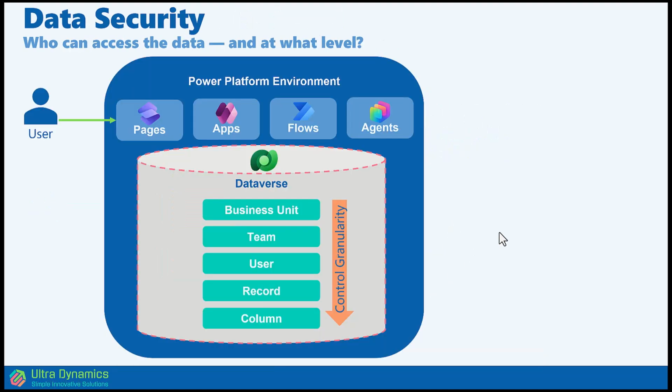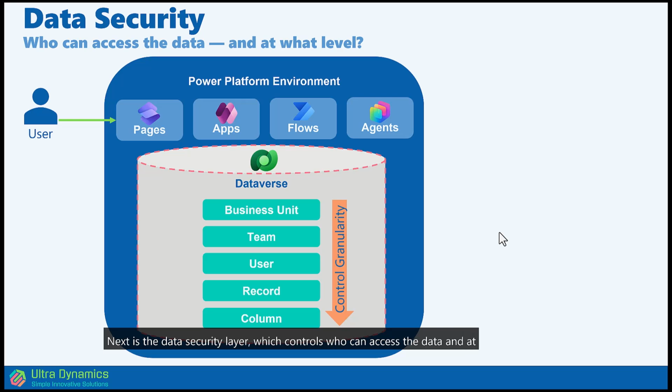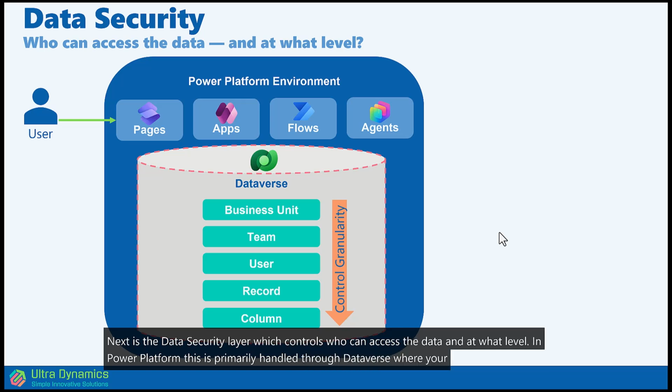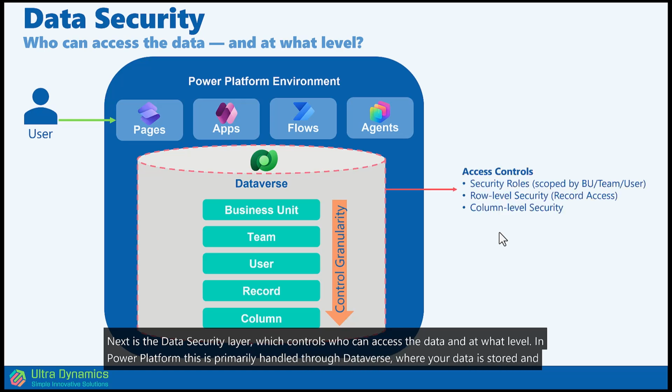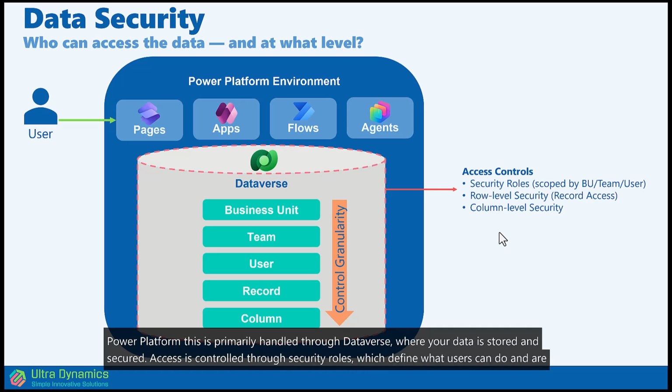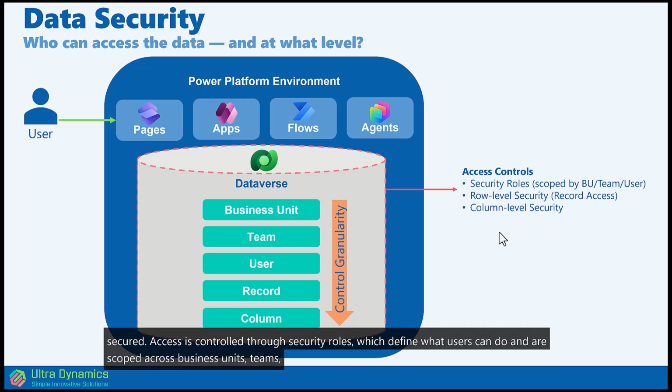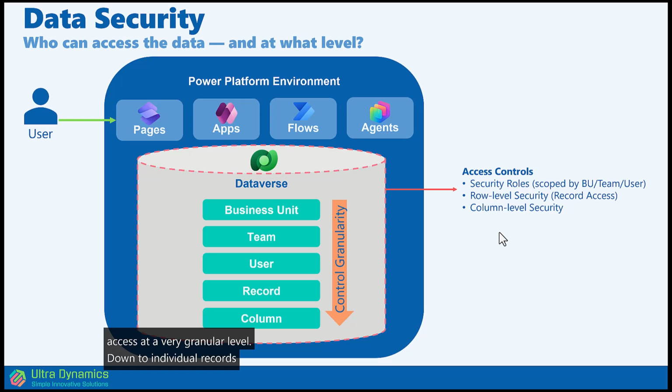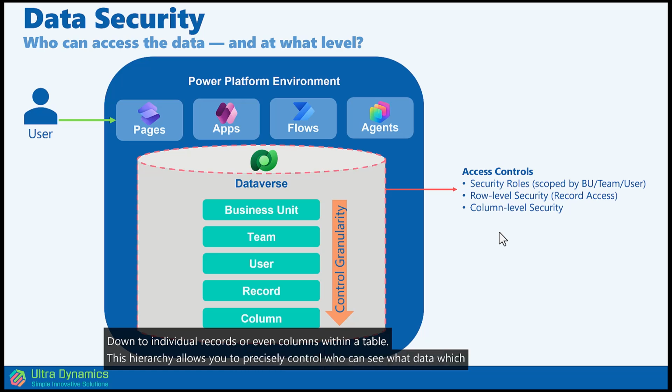Next is the data security layer, which controls who can access the data and at what level. In Power Platform, this is primarily handled through Dataverse, where your data is stored and secured. Access is controlled through security roles, which define what users can do and are scoped across business units, teams, and individual users. As you go deeper, you can control access at a very granular level, down to individual records or even columns within a table. This hierarchy allows you to precisely control who can see what data, which is critical when working with sensitive data.